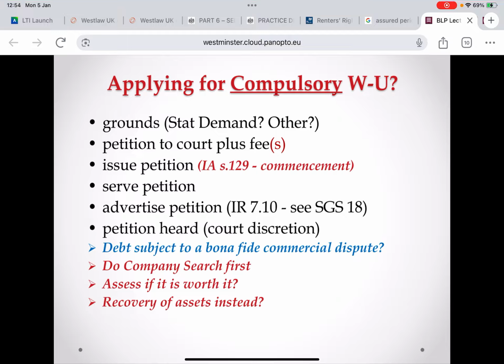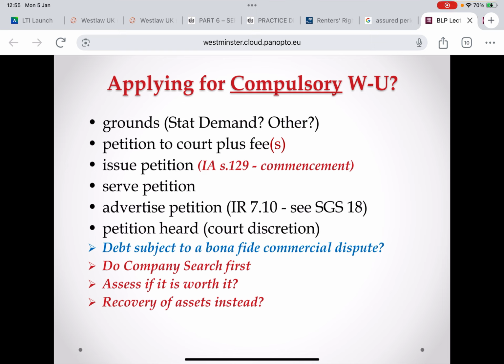Perhaps we should do a company search against the company which owes us money. What that would show up would be whether the company which owes us money has created any security in favour of third parties. Because as you know, security created by companies must be registered within 21 days following the date of creation at Companies House, otherwise it's void. Assess whether it is worth it. What assets are we likely to be able to call on with a view to paying the debt owed to us? And the final bullet point as well, recovery of assets instead.